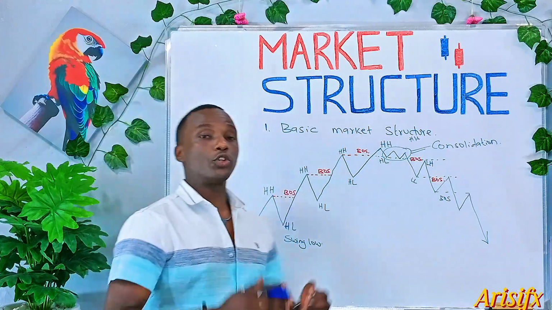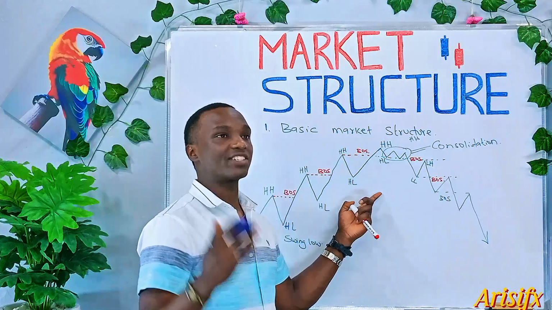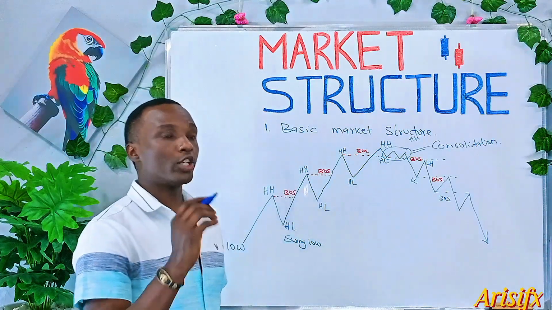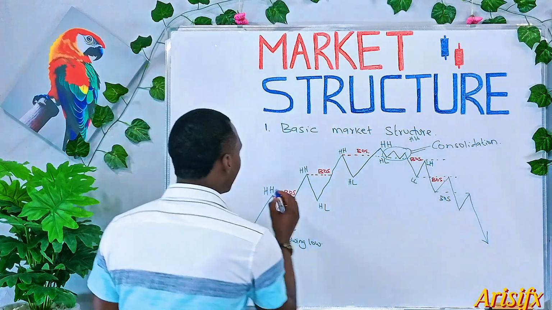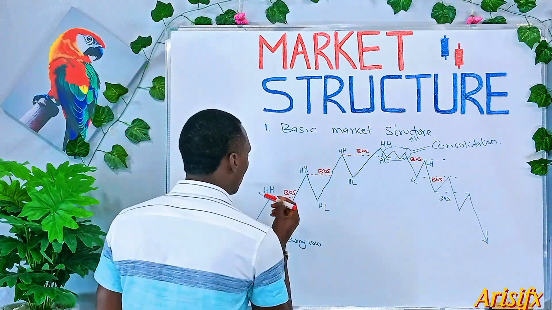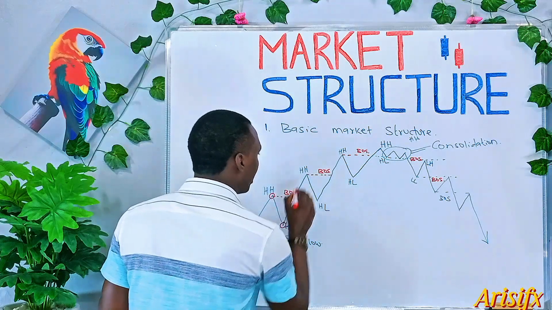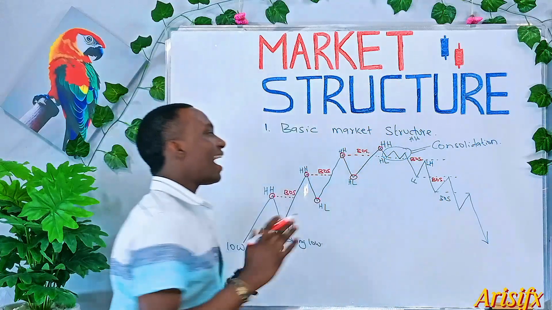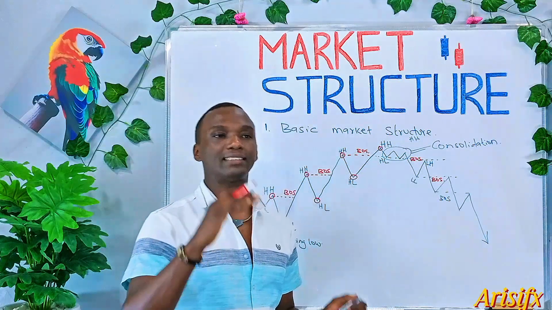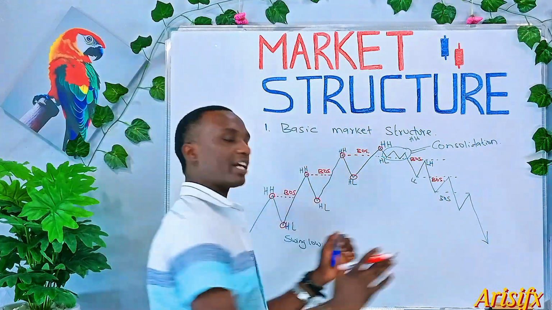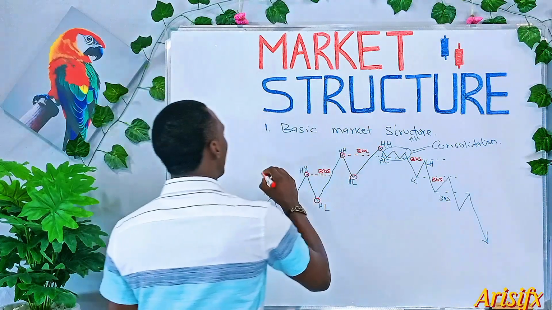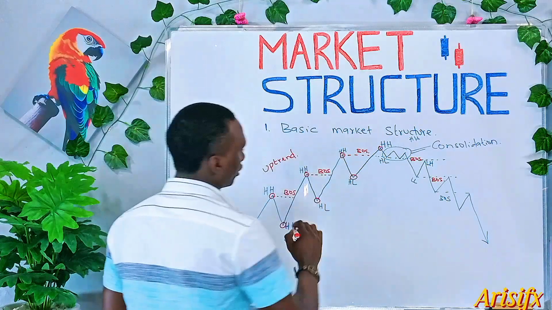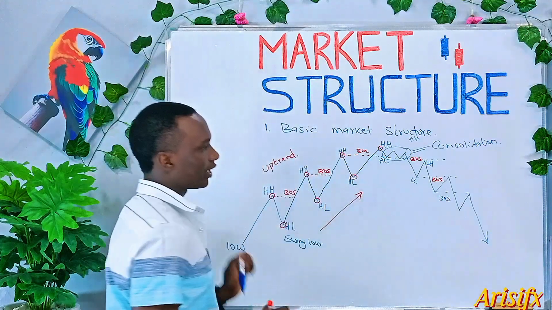Okay, good. So you see, basic market structure simply tells us the direction that the price is likely to trade on based on these external swing points. In an uptrend, these external swing points are referred to as higher highs and higher lows. So in a trend, when you see higher highs and higher lows, you know that that is an uptrend. Okay, good. So the direction we are going is that.